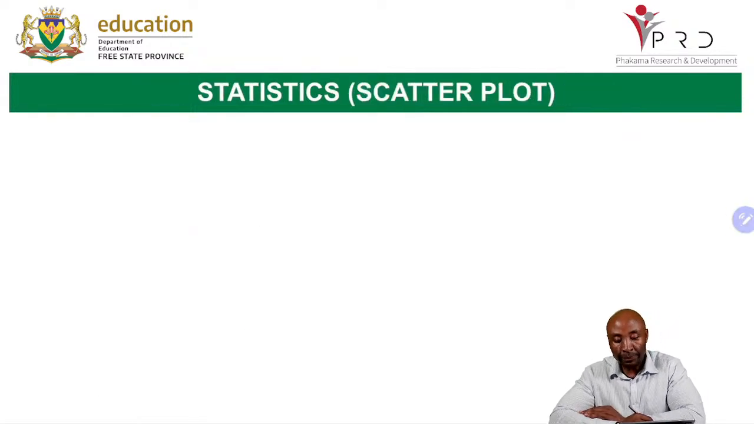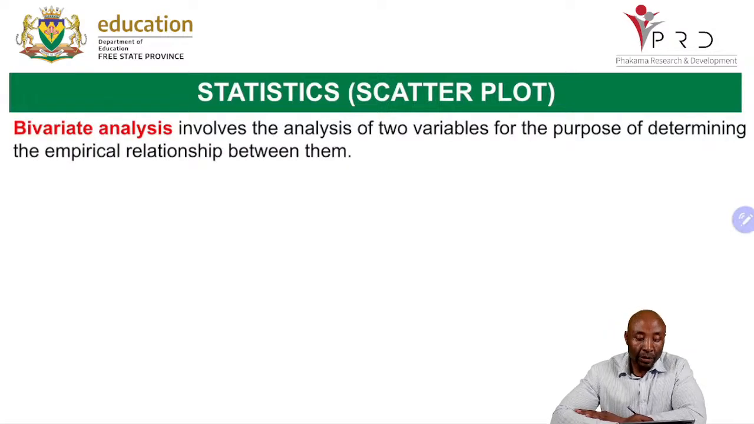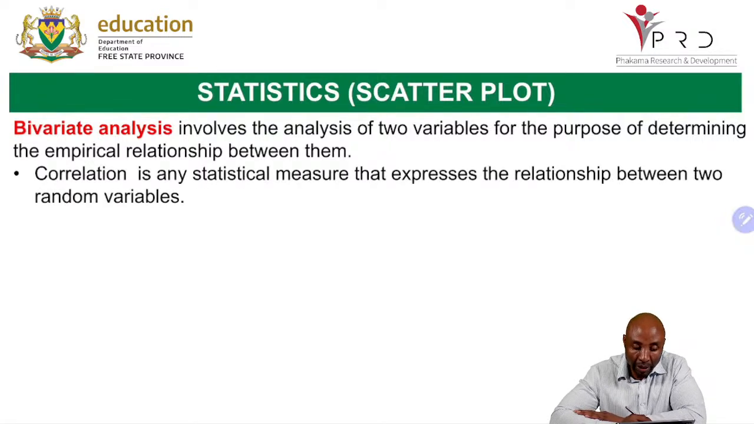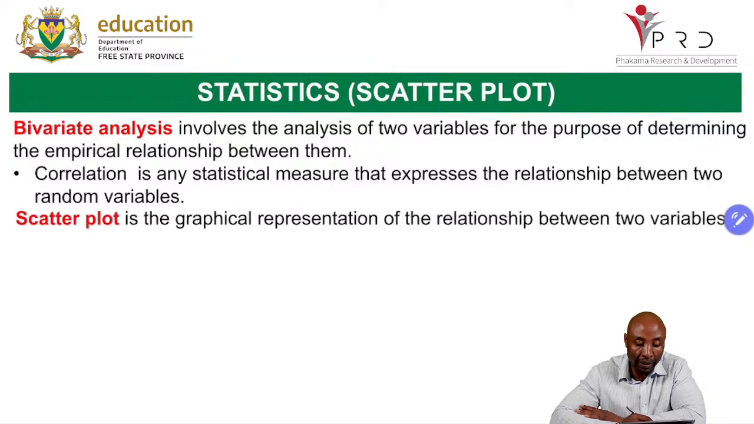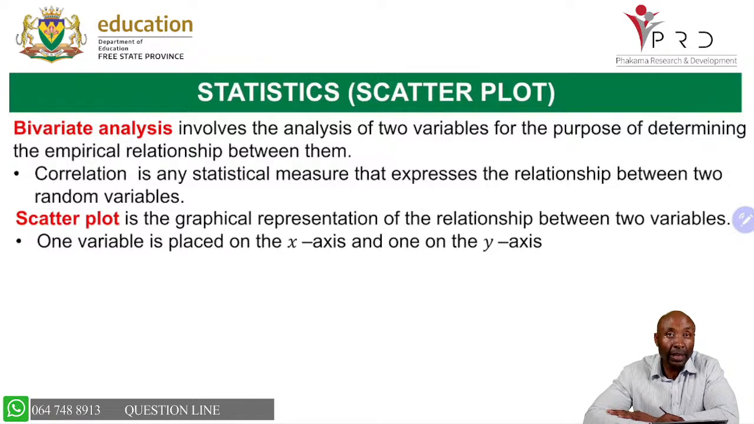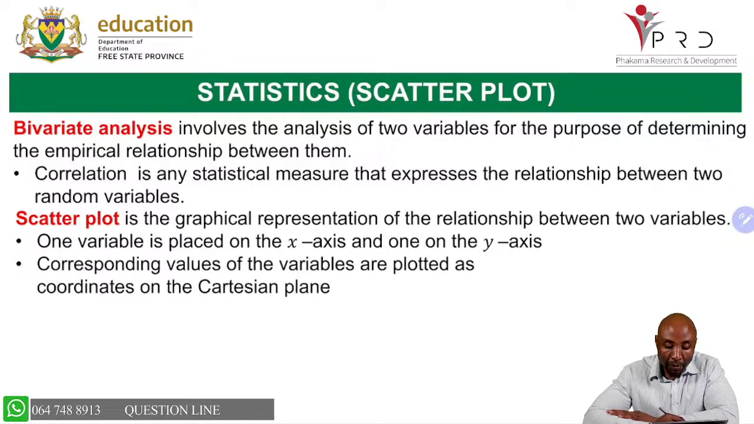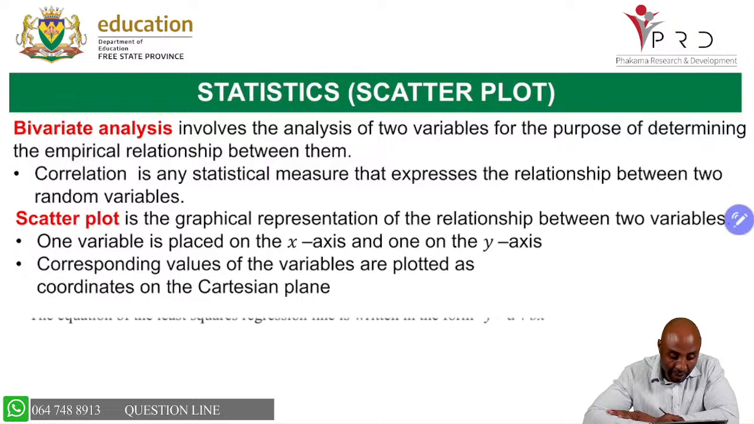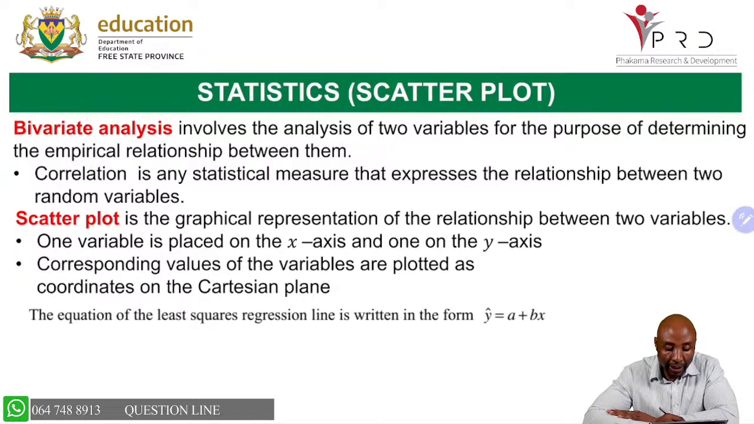We move forward to analysis of 2 variable statistics, and we are saying here we are using the correlation as a statistical measure that expresses the relationship between the 2 random variables. We use a scatter plot where we plot the points. One is an x variable, the other a y variable, where they intersect, we indicate that point.